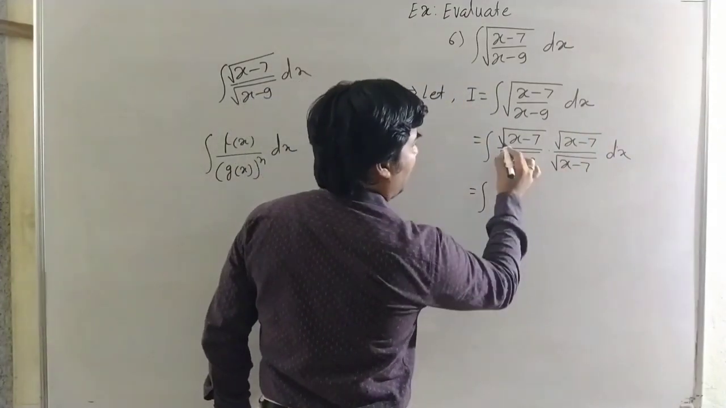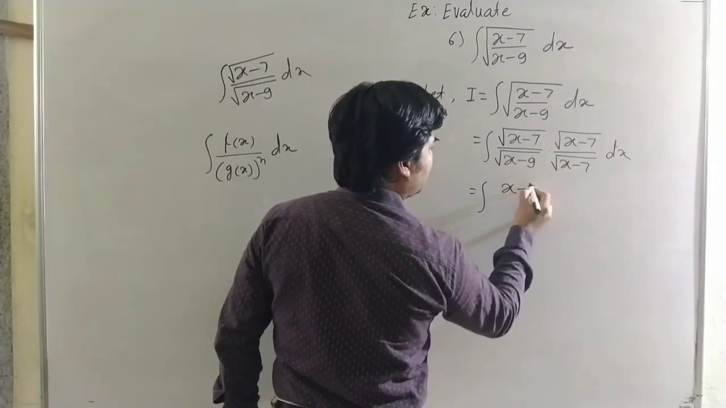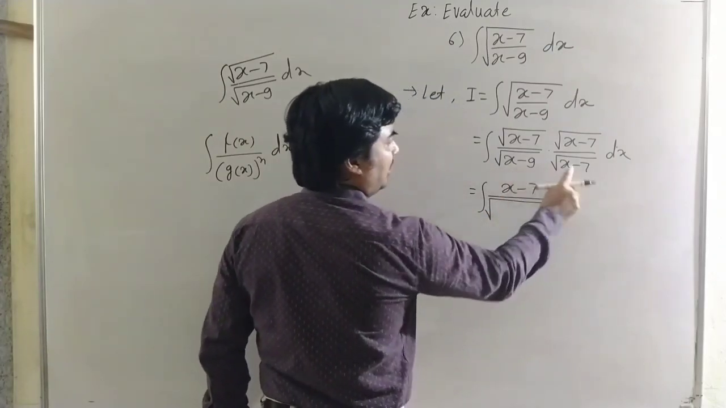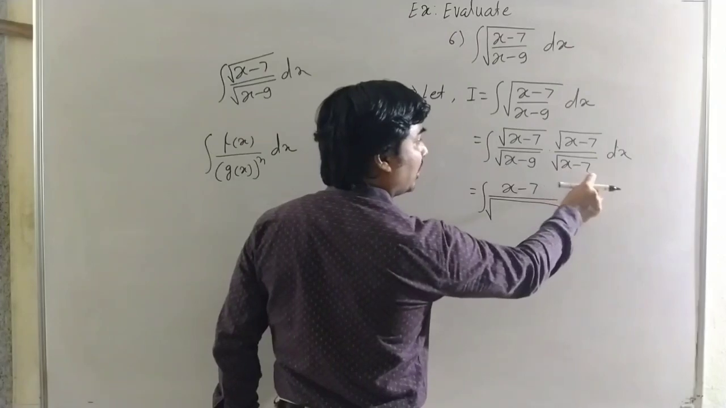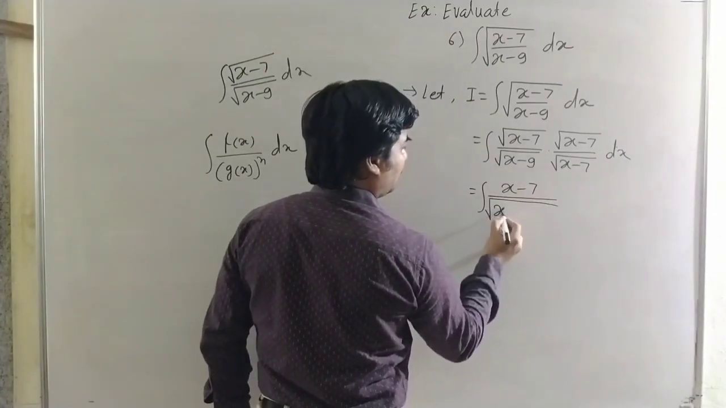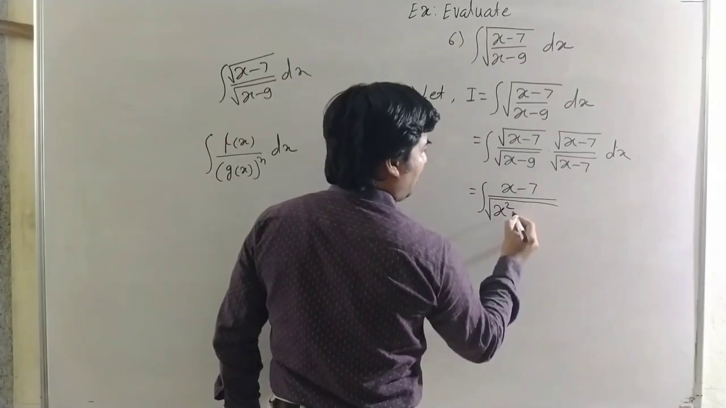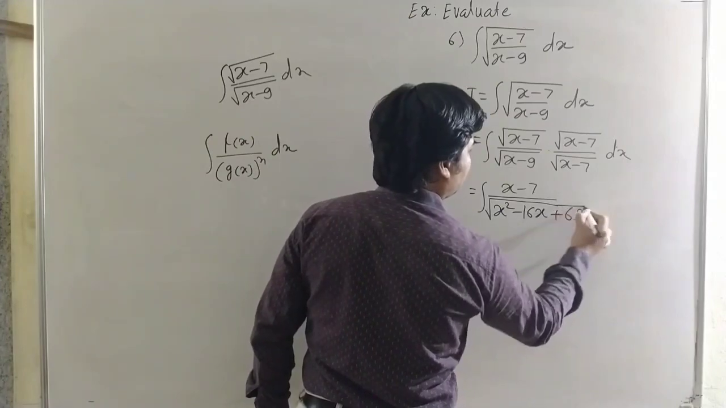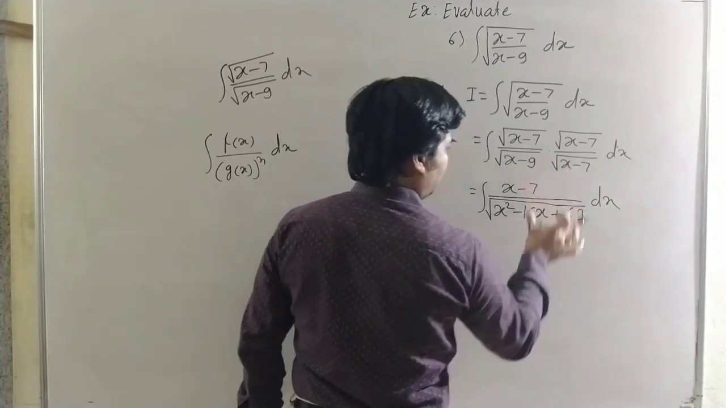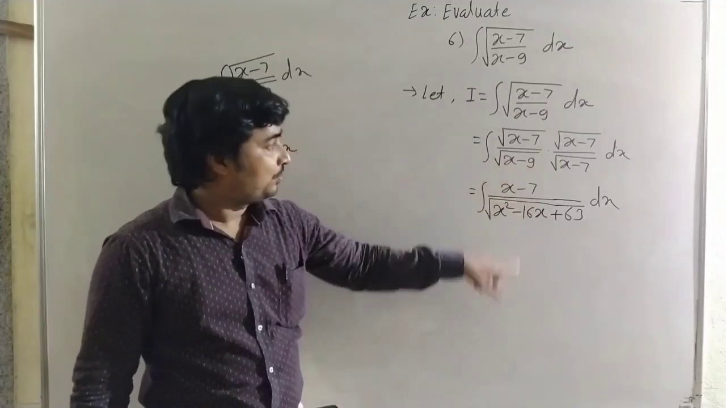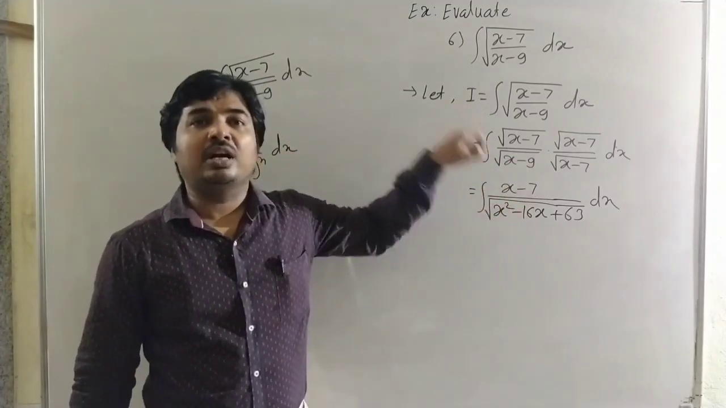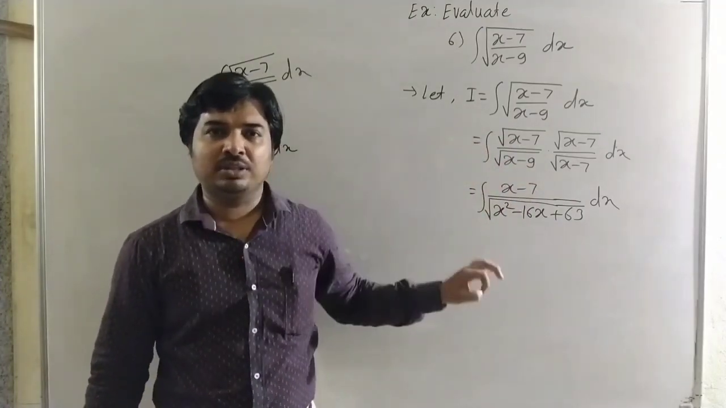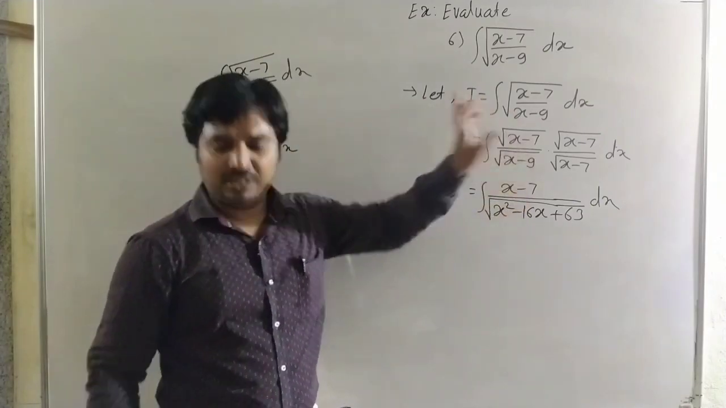Then in the numerator, under root x minus 7 times under root x minus 7 is x minus 7. But in the denominator, there is a multiplication of these two linear factors under the root: x minus 9 into x minus 7. Therefore, it is x square minus 16x plus 63, dx. It is a multiplication of these two terms. And now it is a linear function upon under root quadratic function.